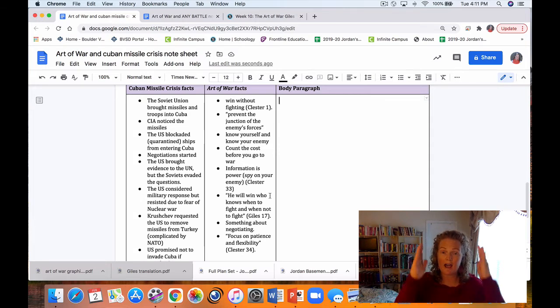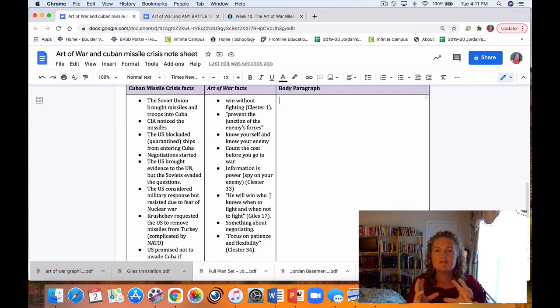Okay, so I've brainstormed all the things that I think might apply, and next I'm going to organize those concepts and use them to write my body paragraphs. Remember, I need 3 body paragraphs, one that uses each of 3 strategies for this concept.